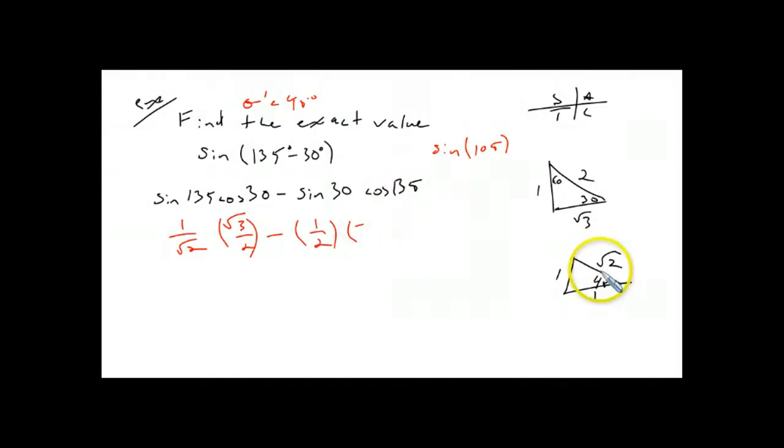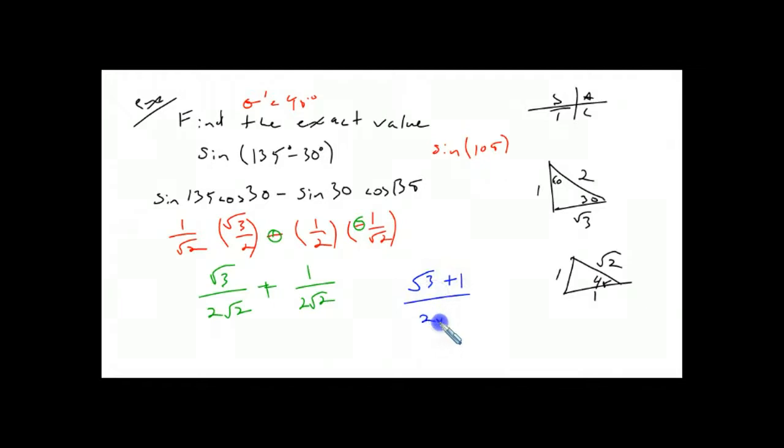And then from your 45 degrees, cosine is adjacent over hypotenuse, so 1 over root 2, and then 1 times square root of 3 is the square root of 3. So you have root 3 over 2 root 2, minus 1 times, well, I notice I have a negative, so a negative times a negative is actually going to be a plus. 1 times 1 is 1 over 2 root 2. So these things will simplify to square root of 3 plus 1 over 2 square root 2.